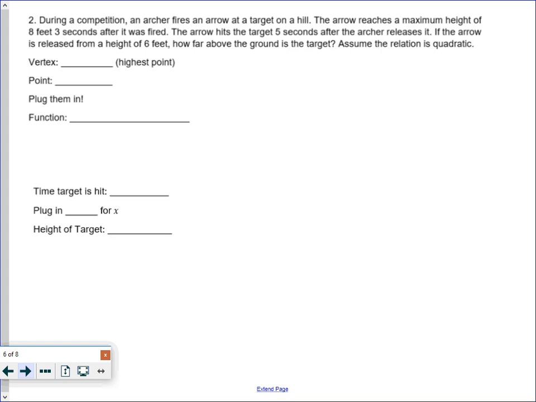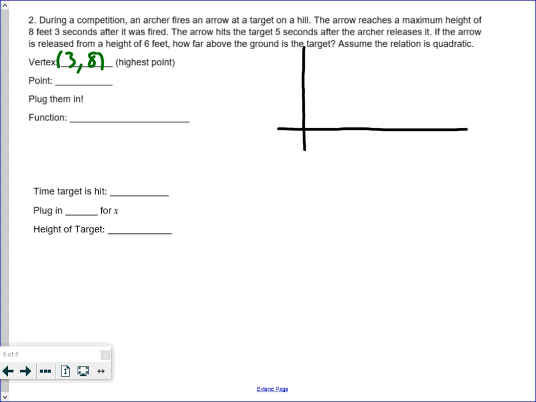So we're going to do the same thing we did before. I'm going to go ahead and draw a graph so you can understand everything that's happening. So that's my graph. And what we know from the very beginning is that we have a maximum at 3, 8. That's the first thing they tell us, that the vertex is 3, 8. So we can fill that in right over here. And we know it's the vertex since it tells us that it hits a maximum height of 8 after 3 seconds.